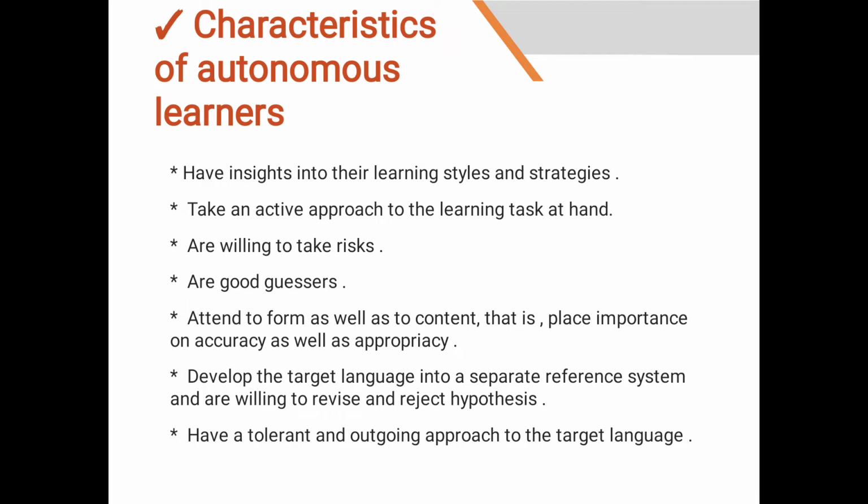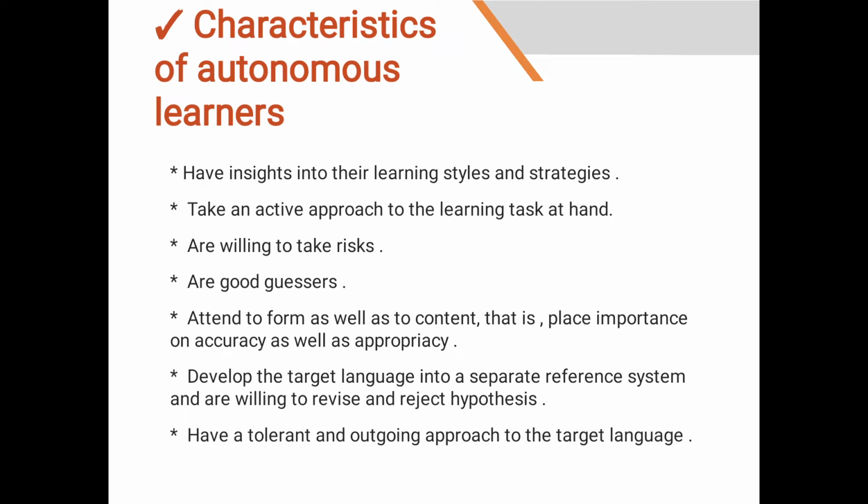Characteristics of autonomous learners. There are 7 main attributes cited by Omaggio in 1998. Autonomous learners have insights into their learning styles and strategies. Autonomous learners take an active approach to the learning task at hand. They are willing to take risks. Autonomous learners are good guessers.